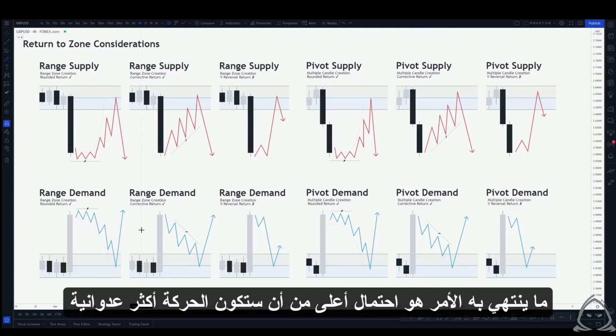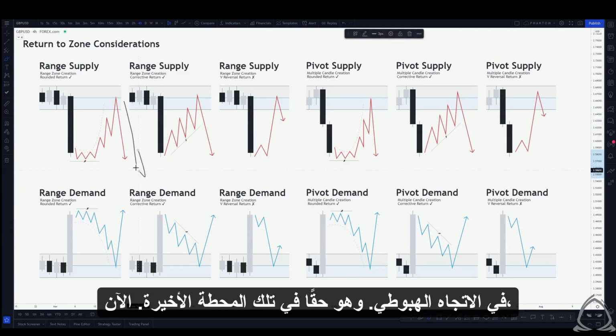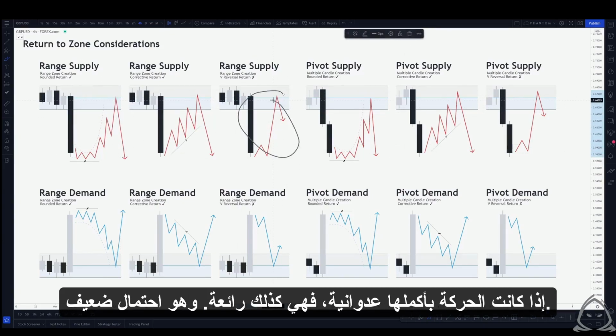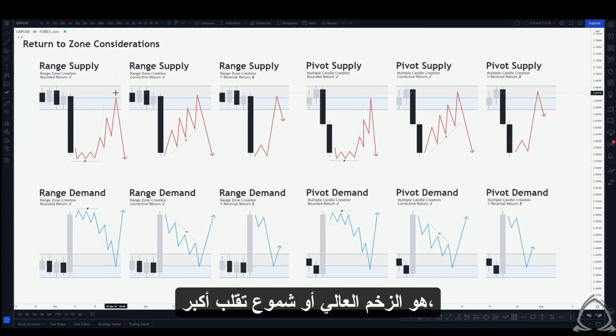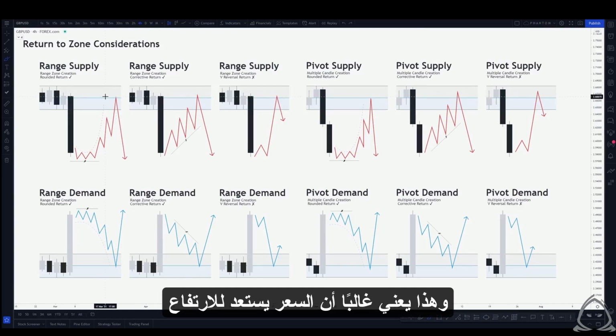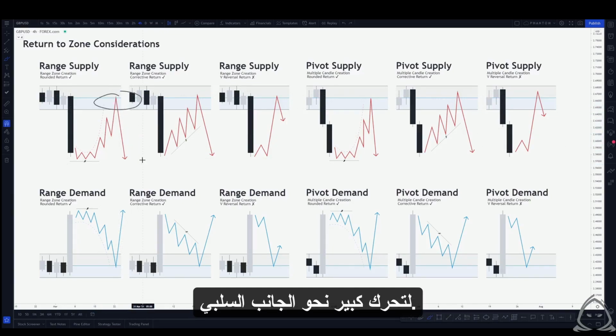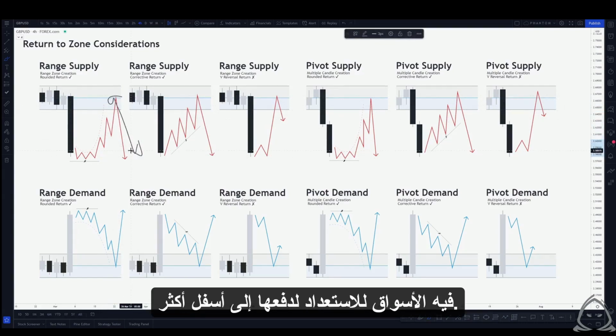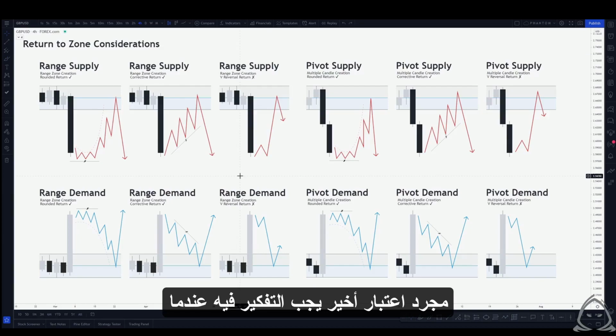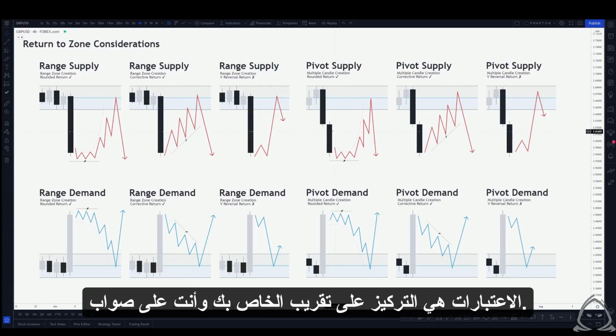Often what that ends up being is an even higher probability that the move is going to be more aggressive to the downside. And it's really just on that last leg. Now, if the whole move is aggressive in, it's not great and it's low probability. But if that last little re-entry into the zone is high momentum or larger volatility candles, that often means that price is gearing up for a large move to the downside. What can be said is that there's a lot of momentum being pumped into the market to get ready to push it down further.